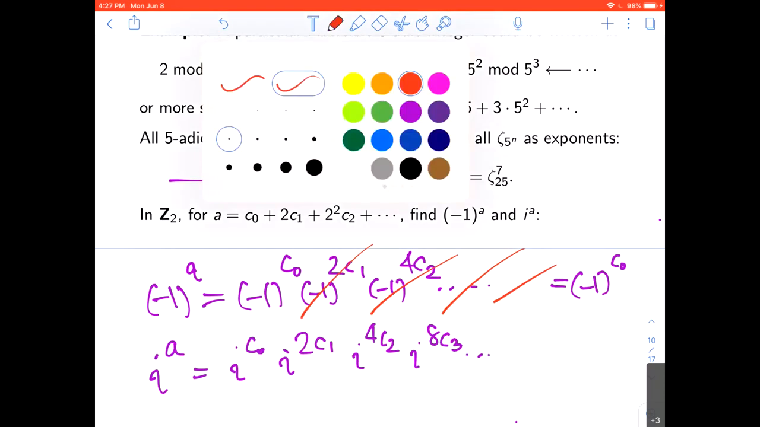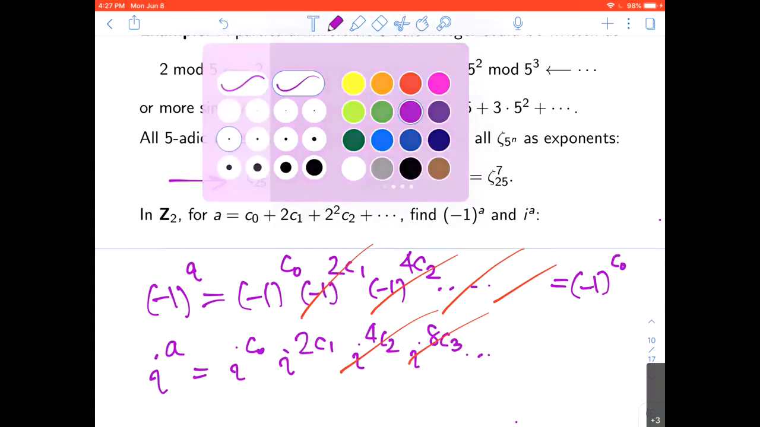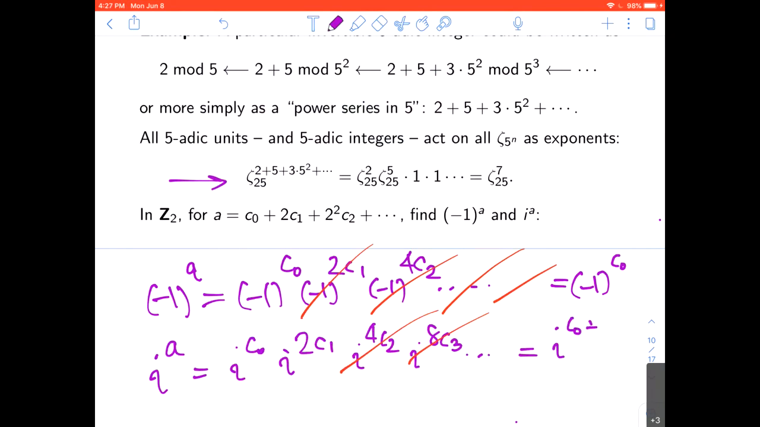Formally, you multiply it out, but these higher powers don't matter because i to the 4th is 1. And so all you're left with is i to the c naught plus 2 c1. You could add on a finite number of extra powers of 2, but they're not going to have an effect.